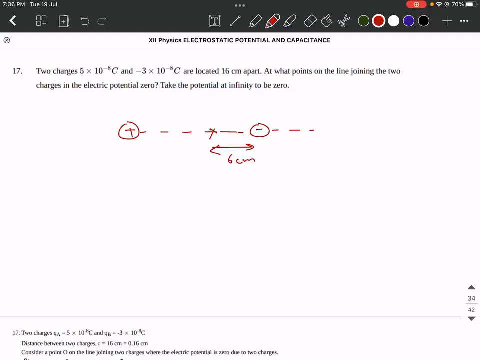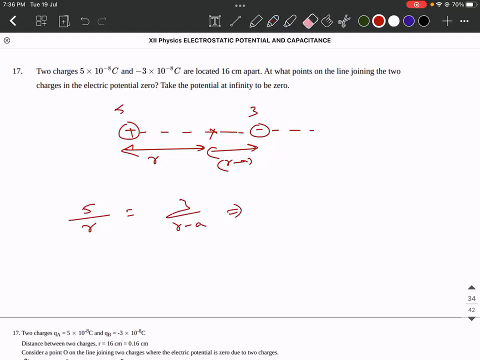You will generally not report -6. On this side, how much is it? See, this is R, this is R minus A. So this is 5, this is 3. So 5 by R will be equal to 3 divided by R minus A. So A is 16, no? So 5 by R equals 3 by 16 minus R.